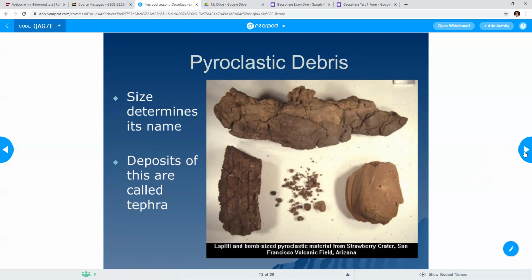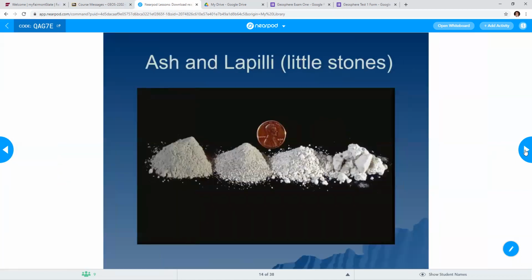I would not want any of those things to come at me though. Not even like the little things. And then you have the ash, and different sizes of ash, and then the lapilli or the little stone. That's all, just to show you some of the things that come out of volcanoes.